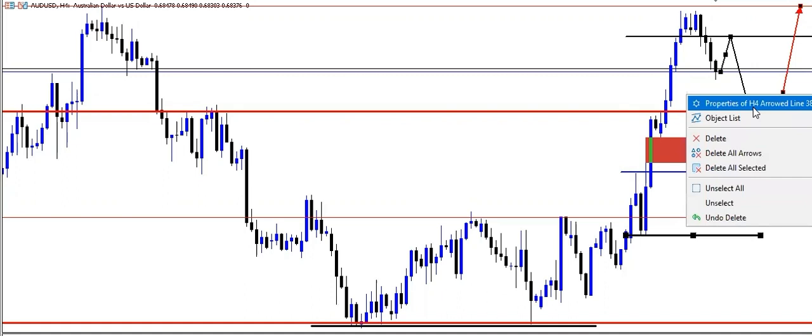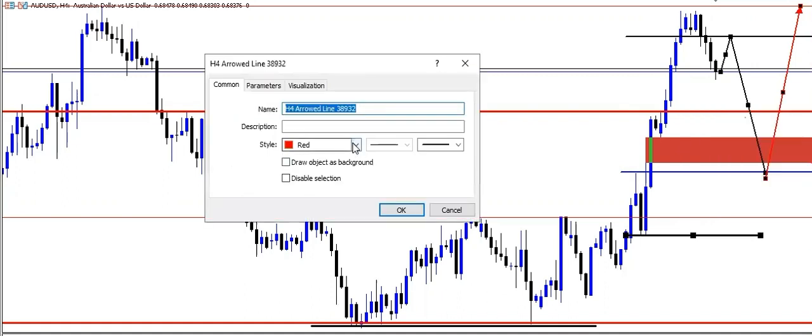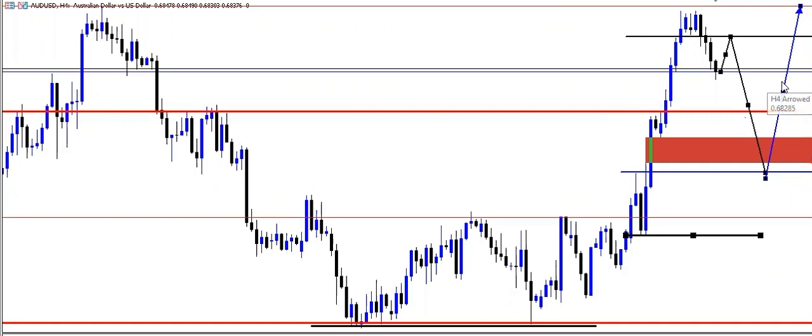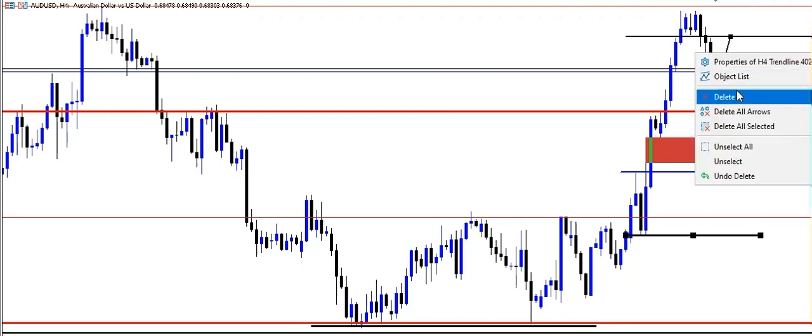Let me make this arrow blue. Something like this would be nice, that is on the H4.